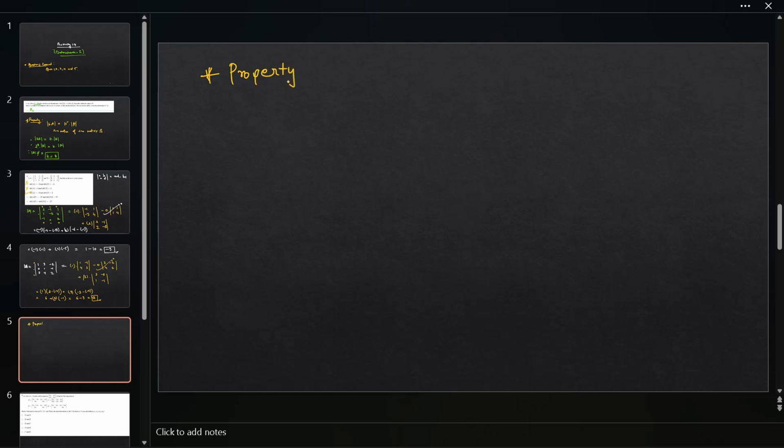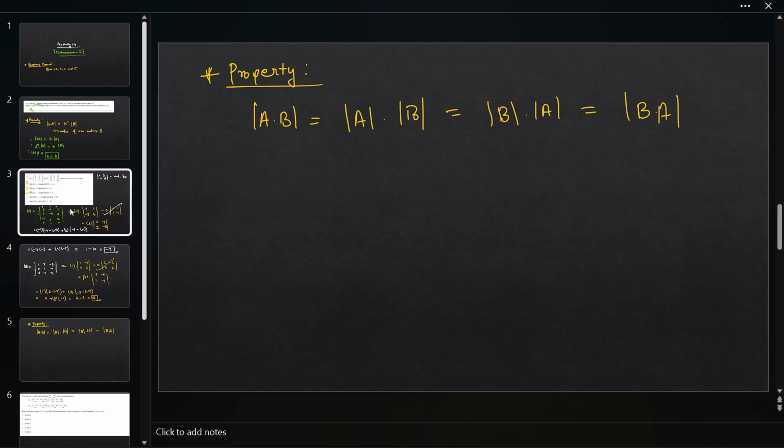So I'll write the property here. The property is determinant of A into B is equal to determinant of A into determinant of B. Because these are just two scalars, you can write the same thing as determinant of B into determinant of A as well. So your determinant of AB is basically equal to determinant of BA, which is again equal to determinant of A into determinant of B. That is the product of the determinants of the matrices.